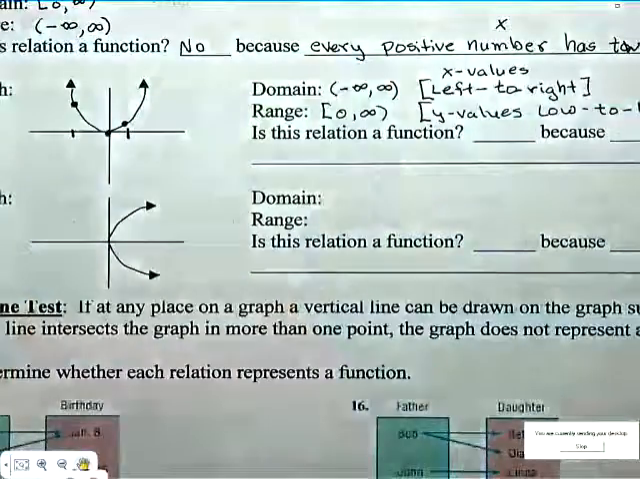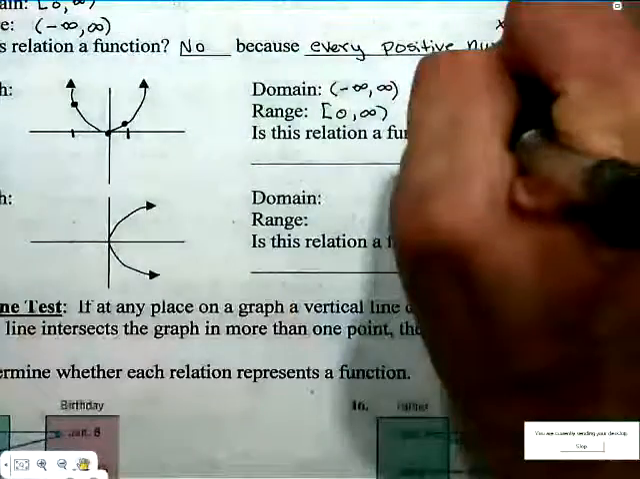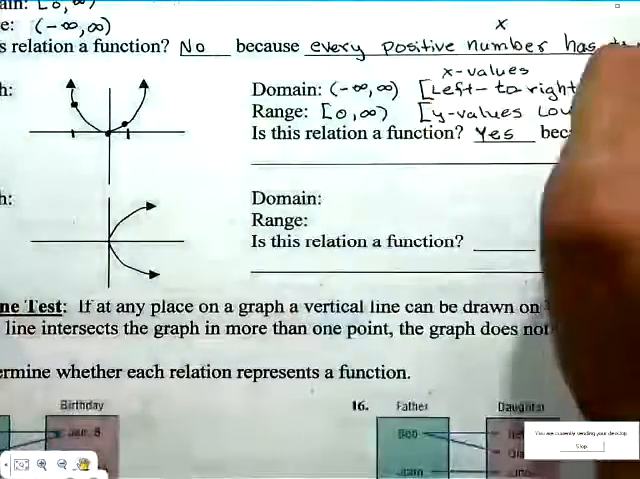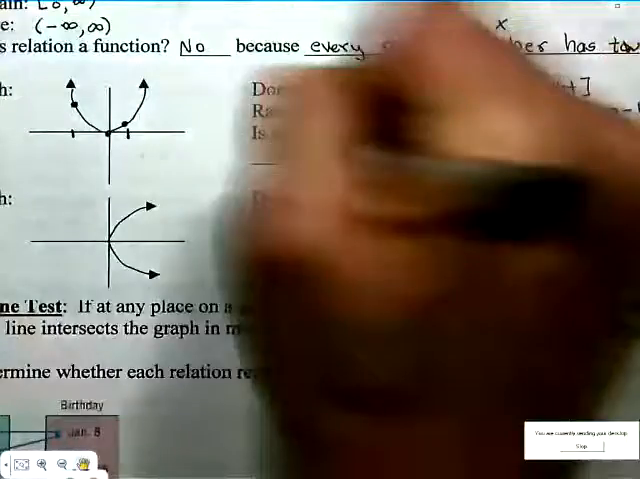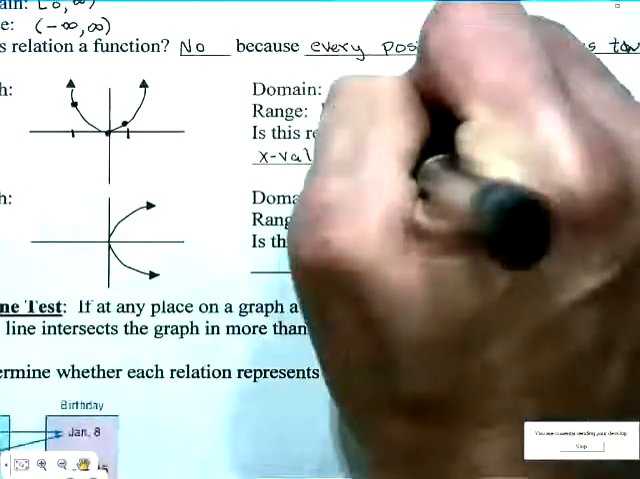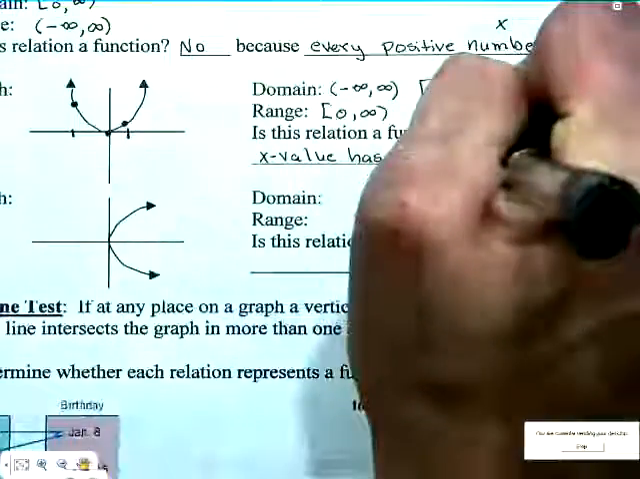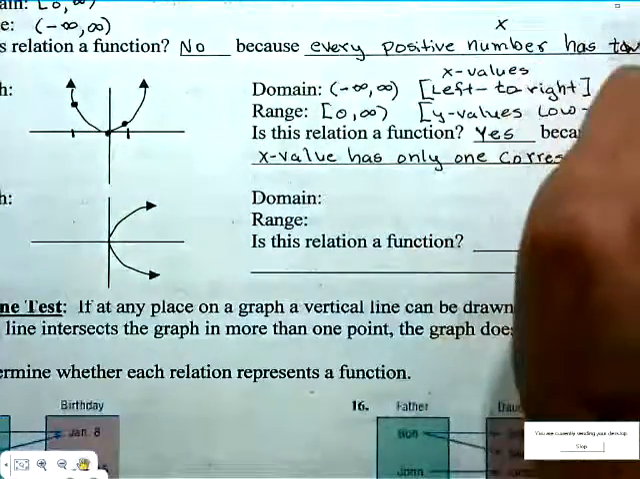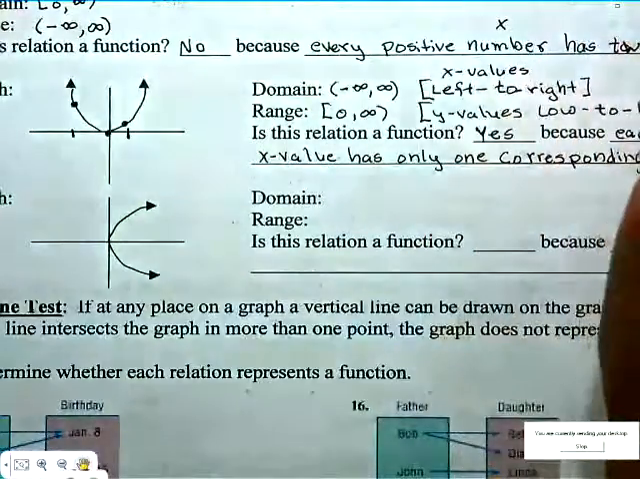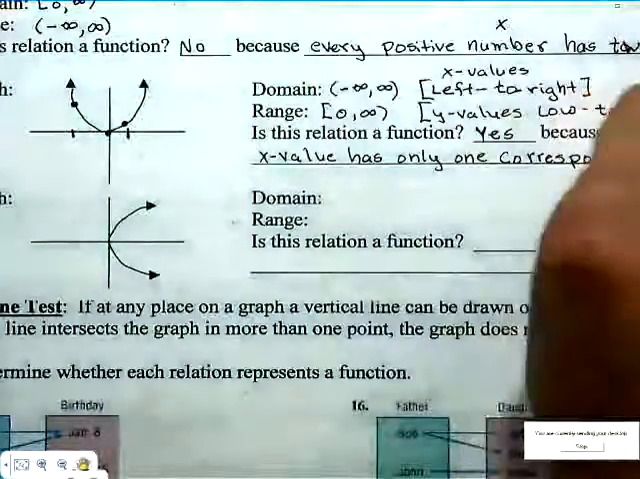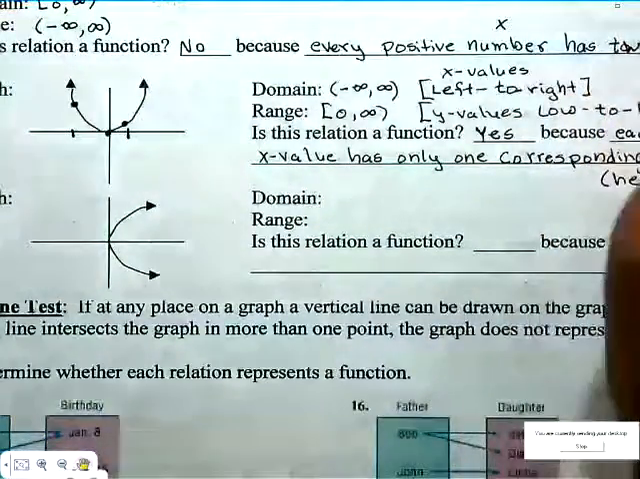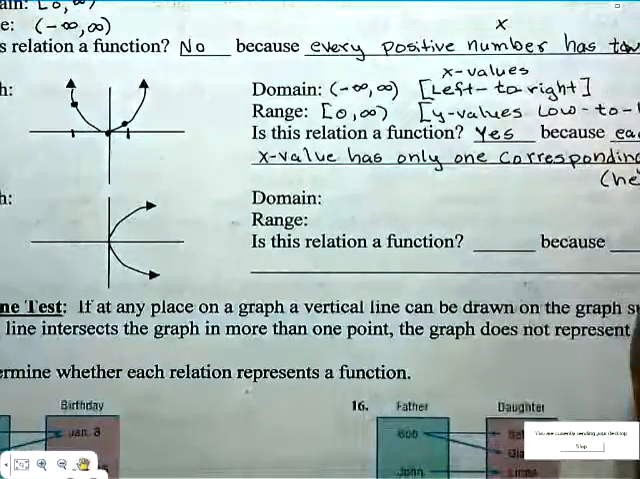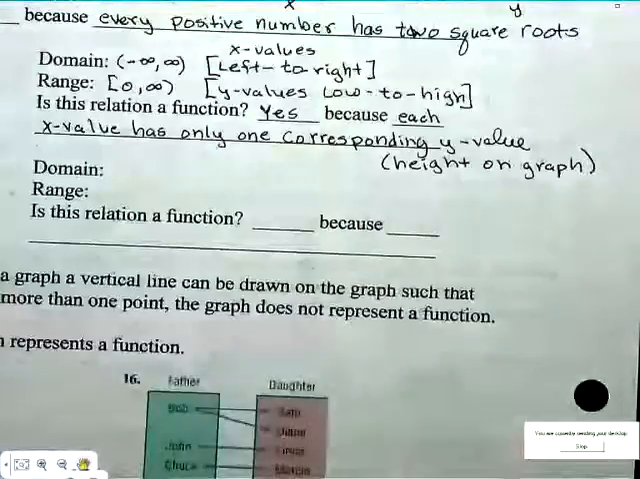So that is a relation, or is a function, because each x value has only one corresponding y value, and that y value is the height on the graph. Each x only has one corresponding height on the graph.